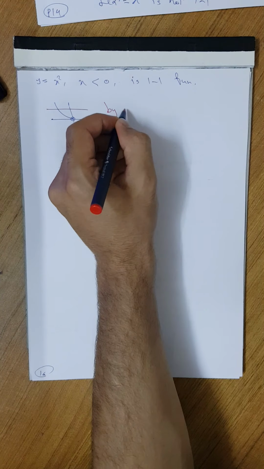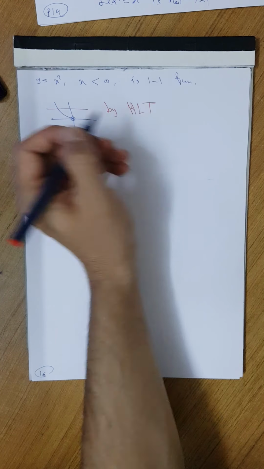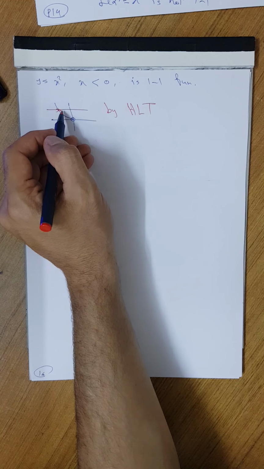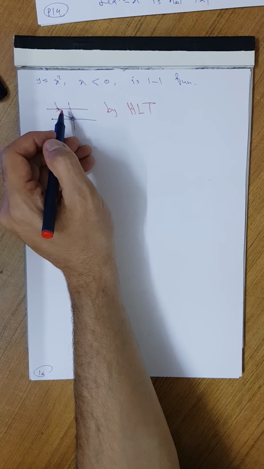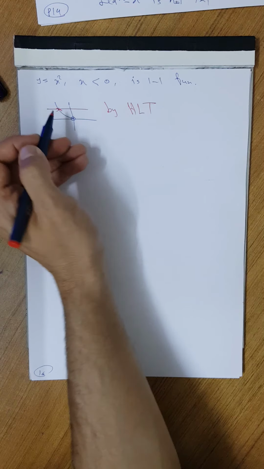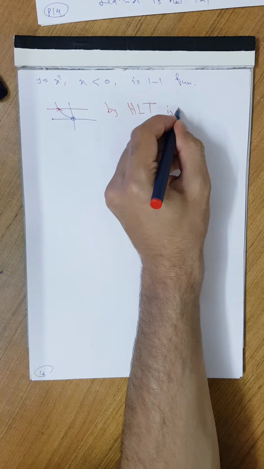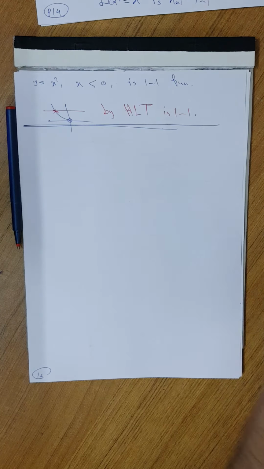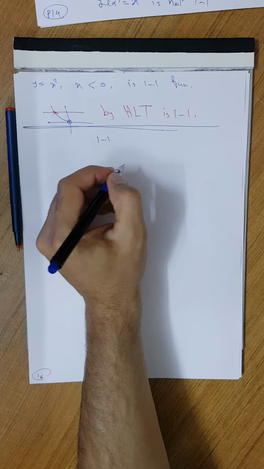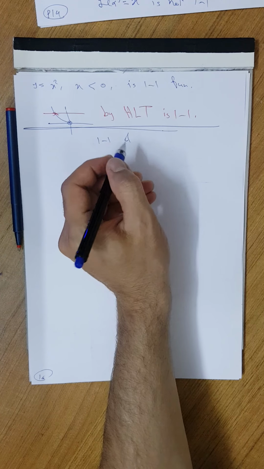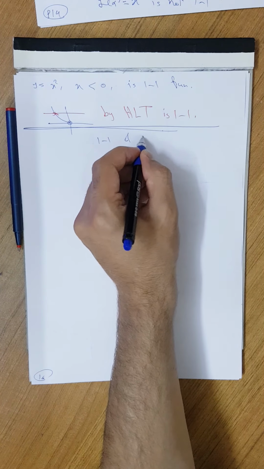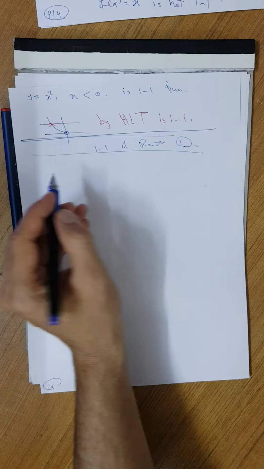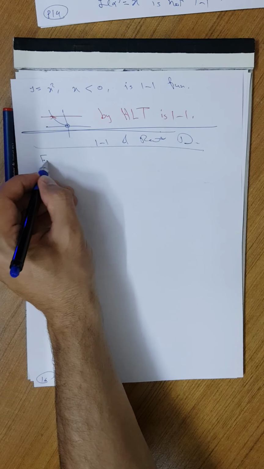So I say by horizontal line test, because our intersection point is just one, so it is one-to-one. That's it. Now, this is the one-to-one function, and we did the cutting, or restricting the domain. We cut the domain. Now it's time to find what?